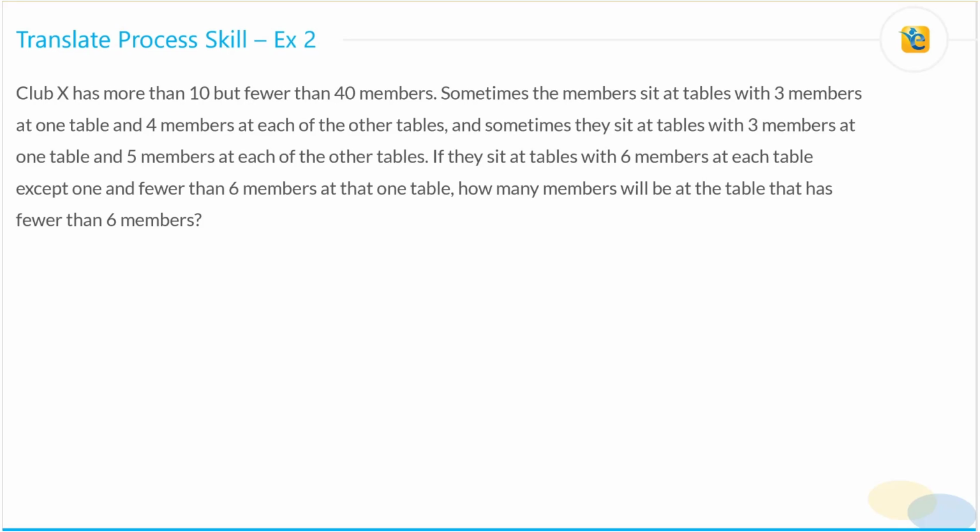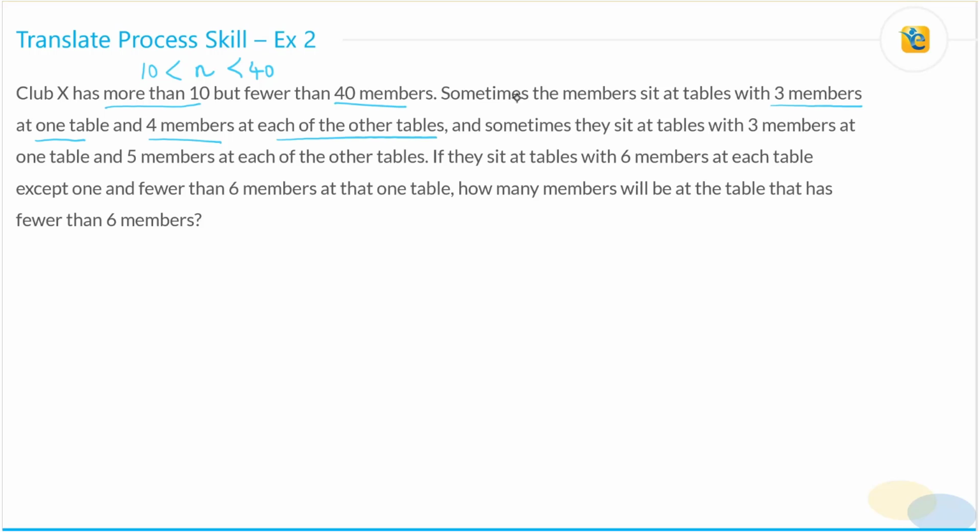Alright, so let's solve this difficult question. Club X has more than 10 but fewer than 40 members. So let's assume that Club X has n number of members, and this n is less than 40 and more than 10. Sometimes the members sit at tables with 3 members at one table and 4 members at each of the other tables. Now we don't know how many of the other tables there are.